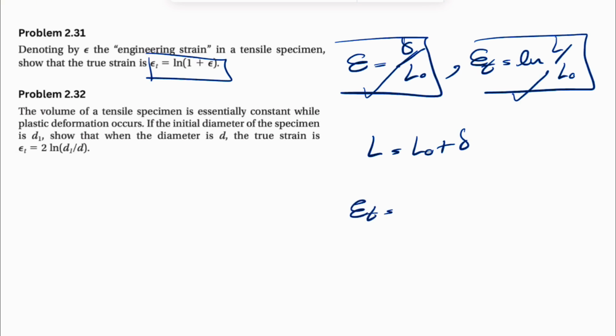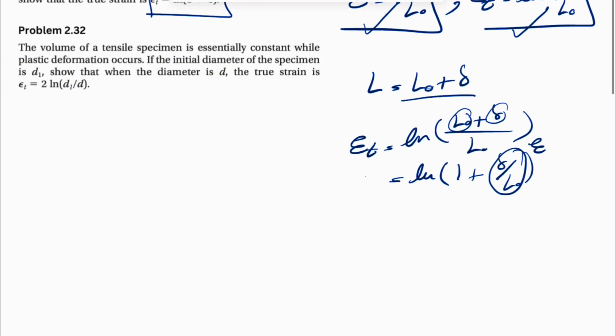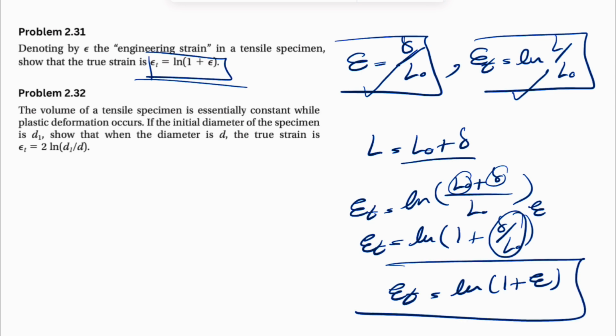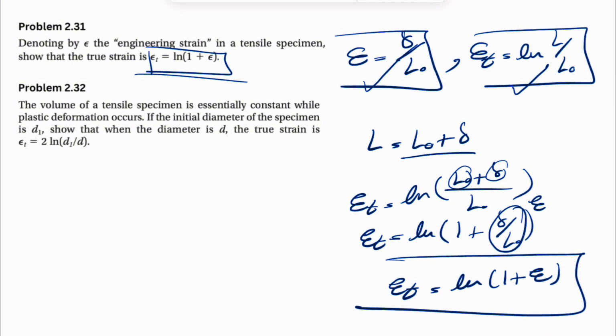Our epsilon t would be natural log of L, which I'm going to write as L0 plus delta over L0, and we just have to divide each of these by L0, which means we have ln of 1 plus delta over L0, and that would be our epsilon. So basically our epsilon t would be ln of 1 plus epsilon, which is what the question is asking us to show, and that would be the answer for question 31. Let's move on to question 32.